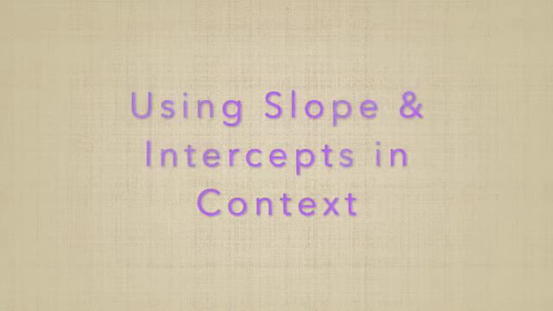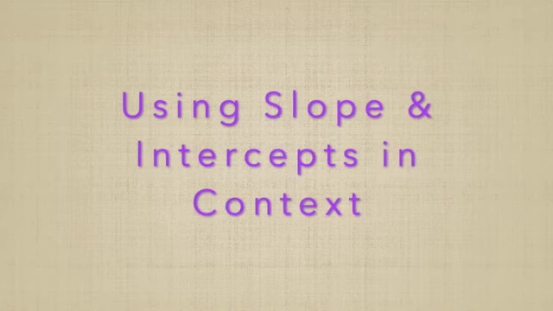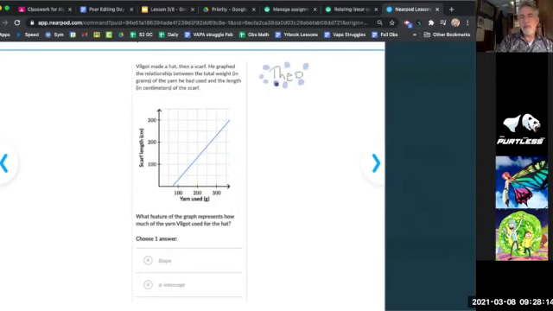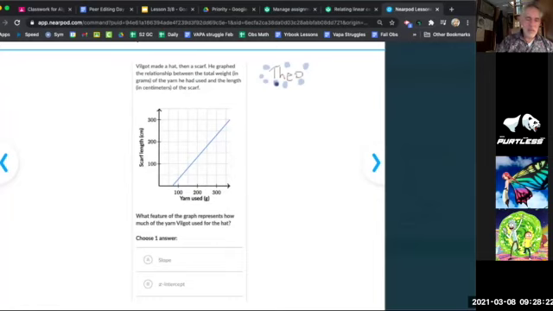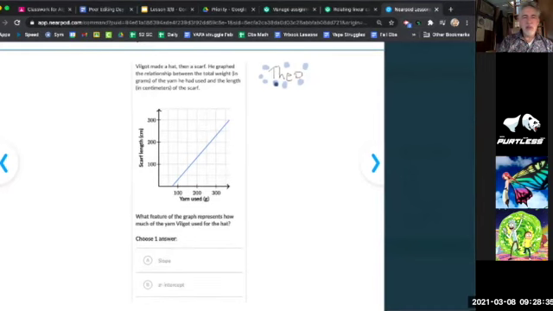Today we are going to apply things that we've learned about slope, the x-intercept, and the y-intercept to word problems in the real world, with people like Vilgot and Flynn and various other names. In this scenario, we have a person named Vilgot who made a hat, then a scarf, and he graphed the relationship between the total weight in grams of the yarn he'd used.